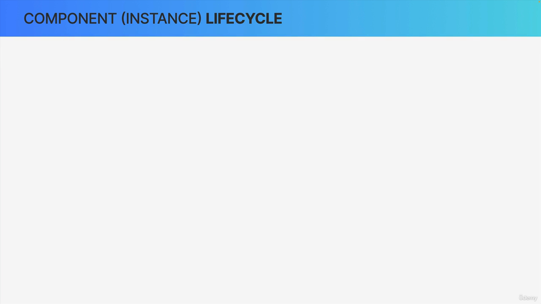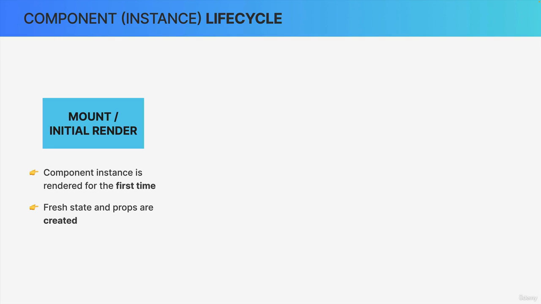Well, the lifecycle of a component basically encompasses the different phases that a specific component instance can go through over time. And the first phase in any component's lifecycle is that the component instance is mounted, which is also called the initial render. So this is when the component is rendered for the very first time based on everything that we have learned in the previous section. This is also when fresh state and props are created for the component instance. And therefore, I like to use the analogy that the component is born in this phase.